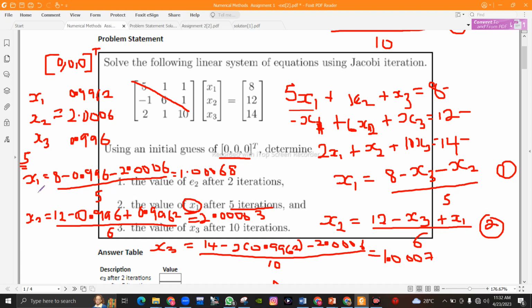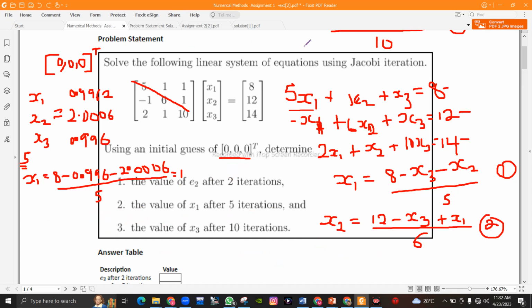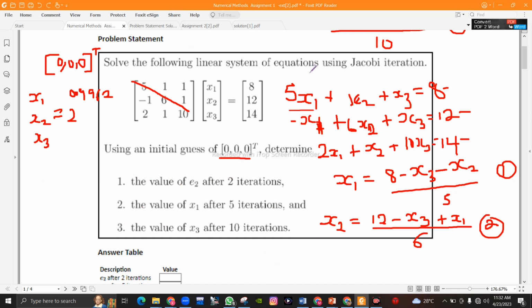So now the question asks what's the value of x1 after the fifth iteration? So we got our x1 to be equal to this after the fifth iteration. So our x1 after the fifth iteration is 1.00068. So that's the value of our x1 after the fifth iteration. So we'll continue like that to the 10th iteration. We'll move on to our 6th iteration to get the value of x.